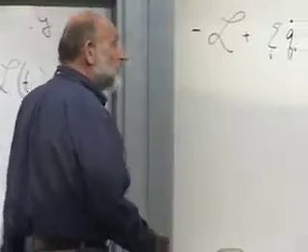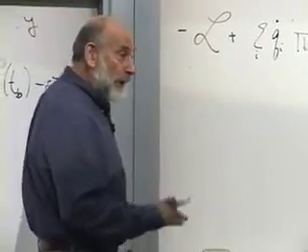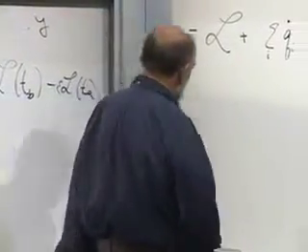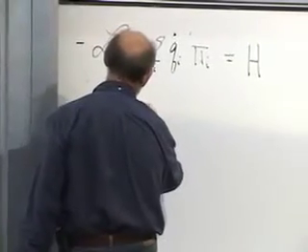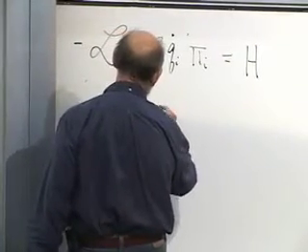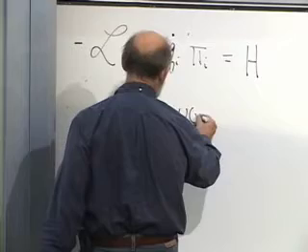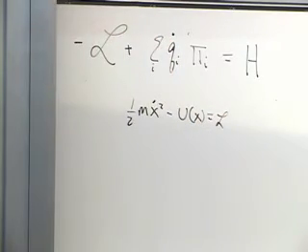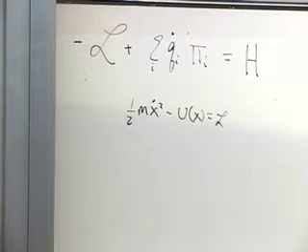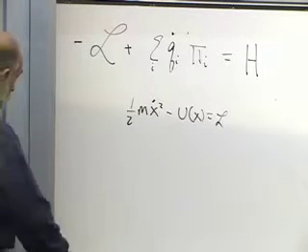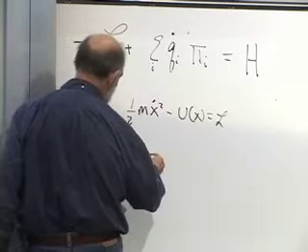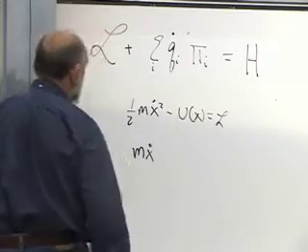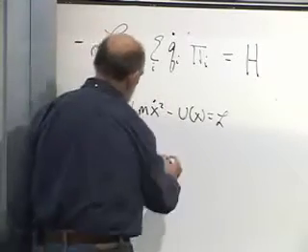Let's work it out for a simple example to see that it really is the energy. All right, so let's take 1/2 m x dot squared minus U of x. That's the Lagrangian. What's the canonical momentum conjugate to x? It's just m x dot. That's p, or that's p_i.